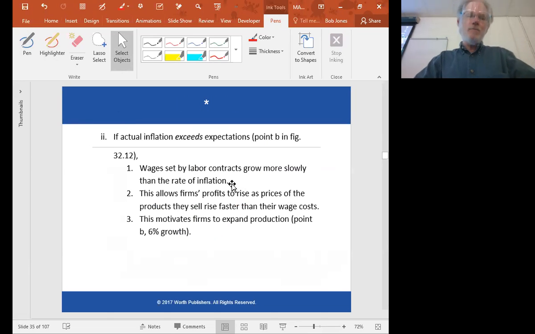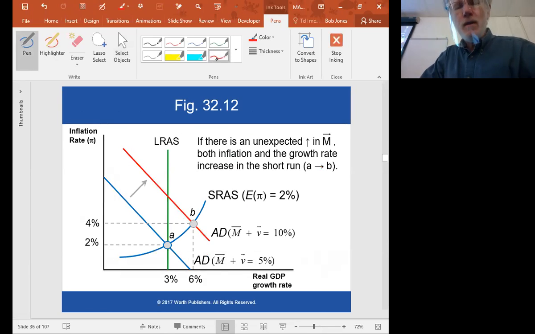Now we need to ask, well, what if actual inflation exceeds expected inflation? What's going to happen? That would be what if we're at a point like that? We've already said we're assuming that the people are expecting 2% inflation. If we're at point B, then the actual inflation rate is 4%. People thought inflation was going to be 2, but we're getting more inflation than people expected.